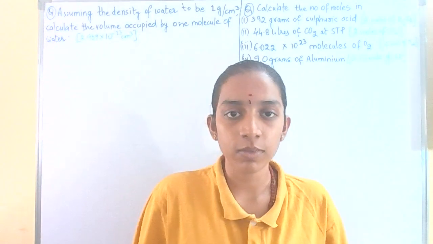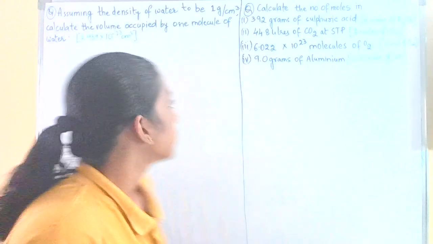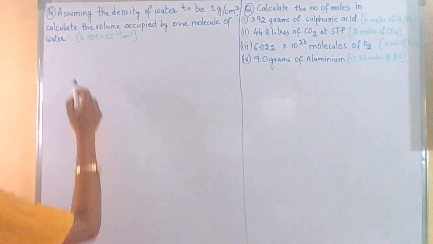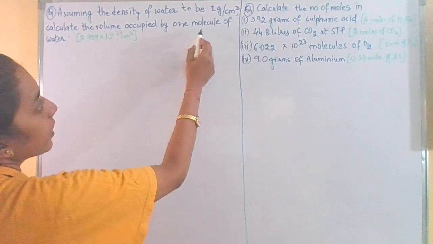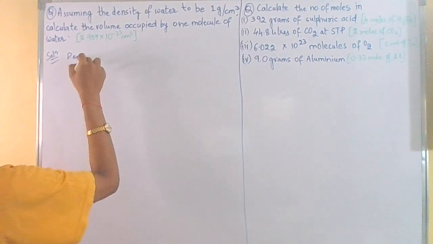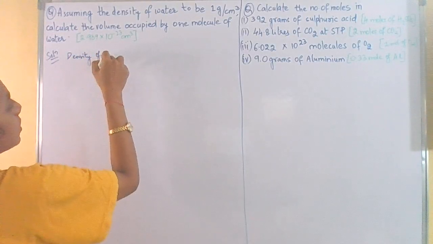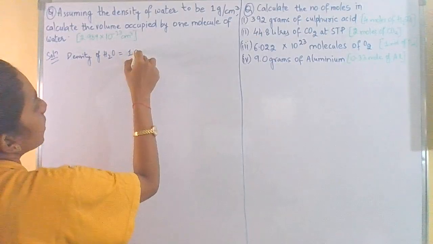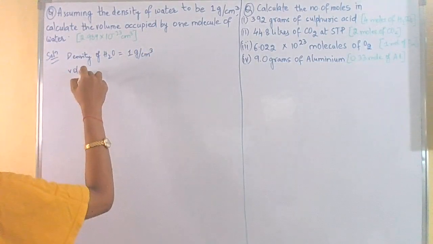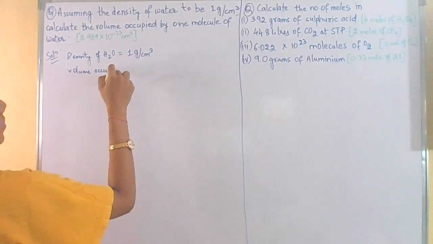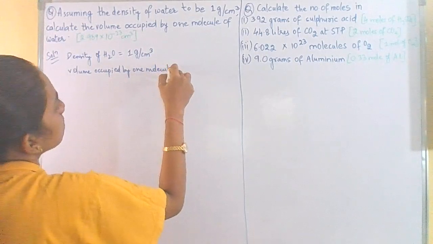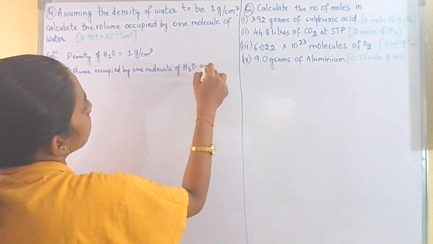Today we'll be solving problems related to mole concept. Assuming the density of water to be 1 gram per centimeter cube, calculate the volume occupied by one molecule of water. So here they have given that the density of water H2O is equal to 1 gram per centimeter cube. Now we have to calculate the volume occupied by one molecule of water H2O is equal to how much?